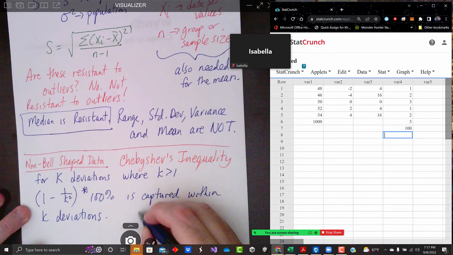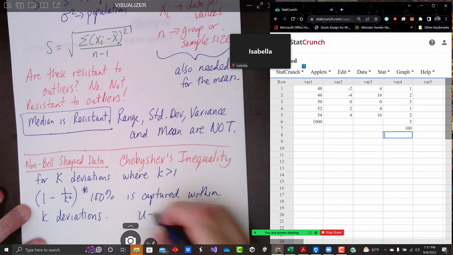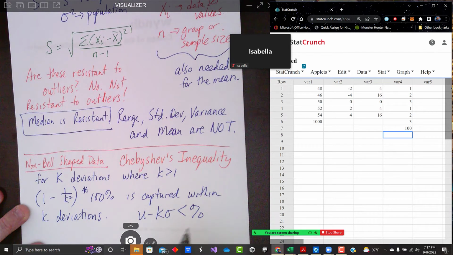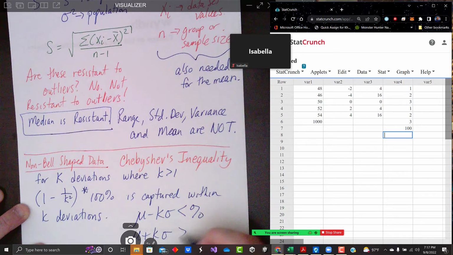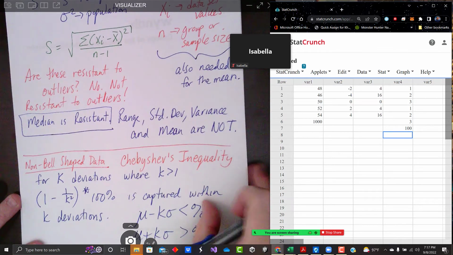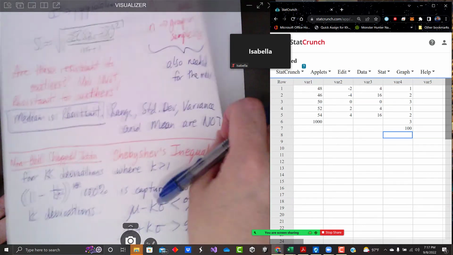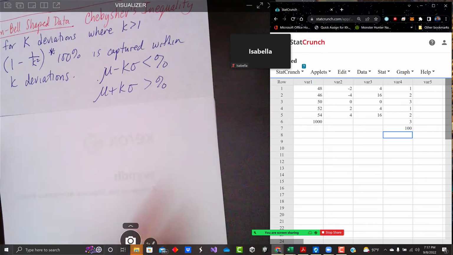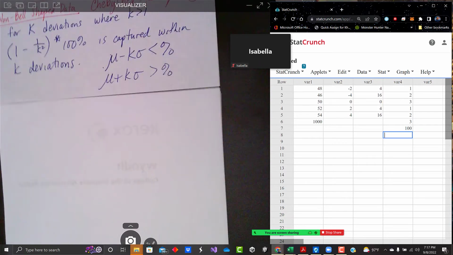I'll see if we have any problems like that. I don't think we do. There's definitely not one on the midterm like that. Mu minus k times the standard deviation is less than that percentage and would be greater than that percentage. I know that may not make sense right now. Hopefully, I don't think we have Chebyshev. What do I mean by captured within k deviations?